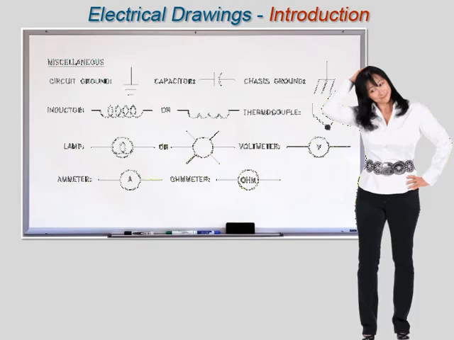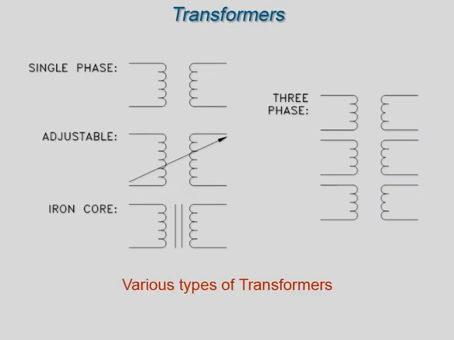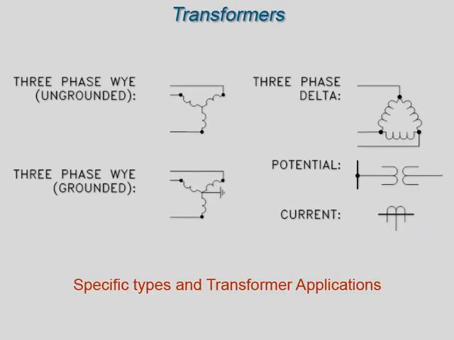The information that follows provides details on the basic symbols used to represent components in electrical transmission, switching, control, and protection diagrams and schematics. This shows the basic symbols for the various types of transformers. This shows how the basic symbol for the transformer is modified to represent specific types and transformer applications.